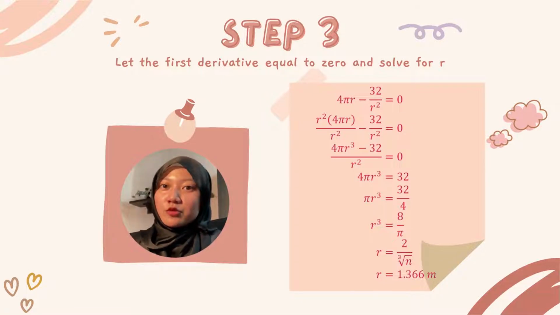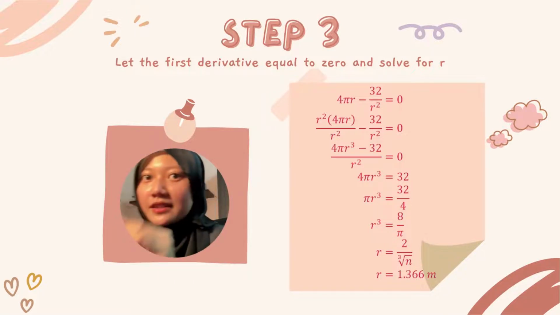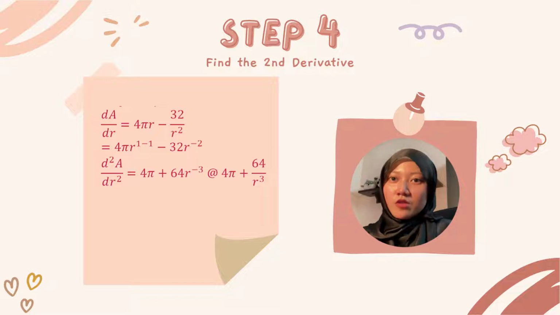Finally, we bring the third root to the right hand side. Hence, r is 1.366 meters. Step 4 is find the second derivative. So, our first derivative is 4 pi r minus 32 r power of negative 2.